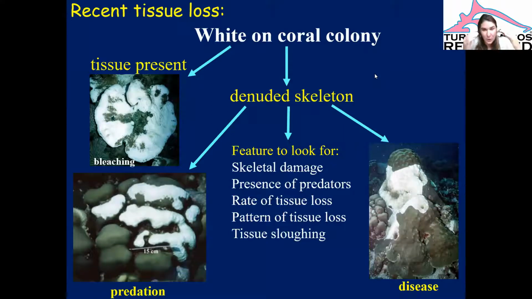So now you're going to look closer and you're going to be looking for skeletal damage, the presence of predators, the rate of tissue loss, the pattern of tissue loss, and whether there is any sloughing of tissue. If you recall in episode 2, I showed a close-up of an MCAV, a Montastrea cavernosa, that had sloughing tissue where you could really just see that live tissue melting off of the skeleton.